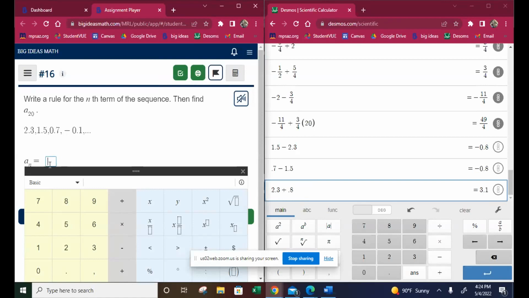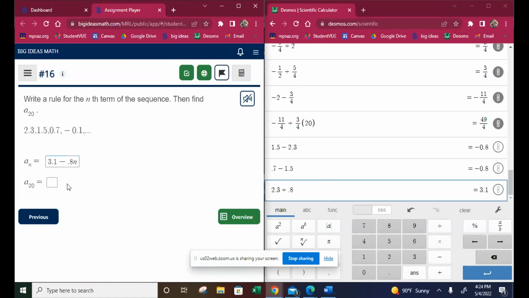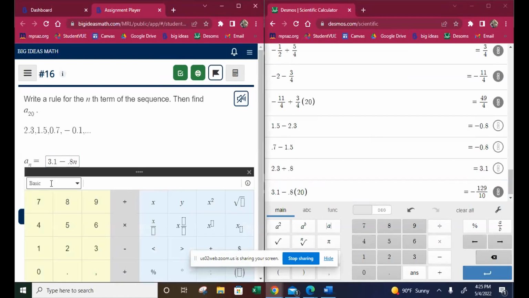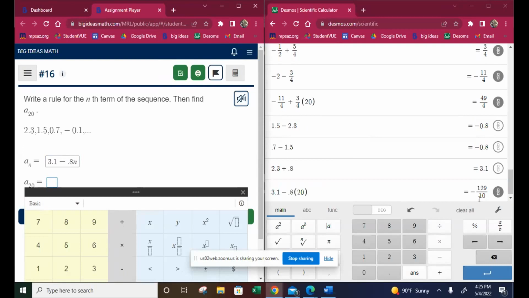I'm having a brain fart right now. 3.1. And then plus 0.8 and negative. But it's going down. It's minus 0.8 this time because it's going down 0.8n. Yep. And then in the next one, you got to go off to the right and actually figure out what it is. Yeah, and keep it as minus 12.9. That's probably more.